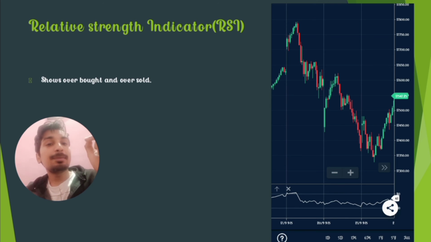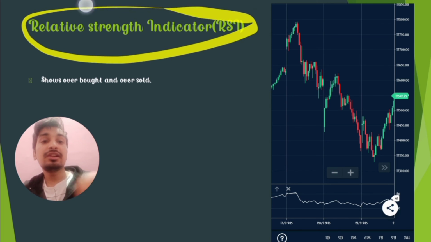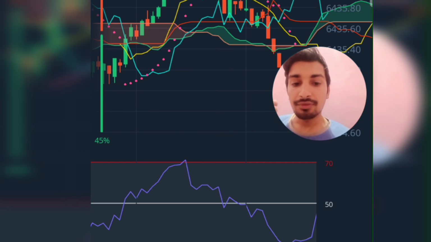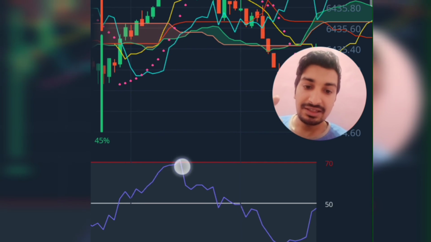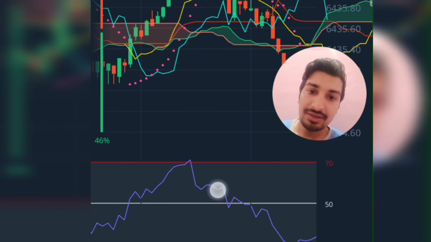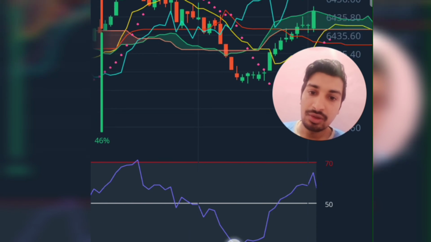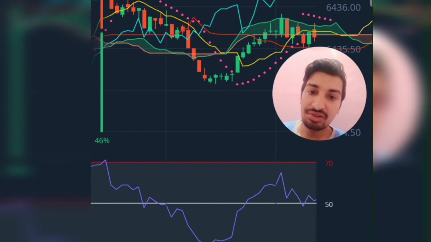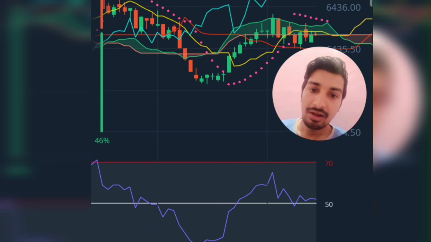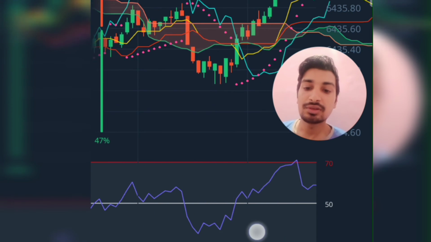So you can easily make a buying and selling decision even based on the relative strength, the RSI indicator. After it touches the overbought zone, that is 70, you can see that the price keeps falling down. And when it reaches the oversold zone, you can see on the RSI indicator that the price starts to go up. So this is called the RSI indicator.